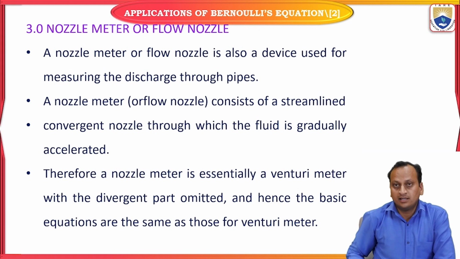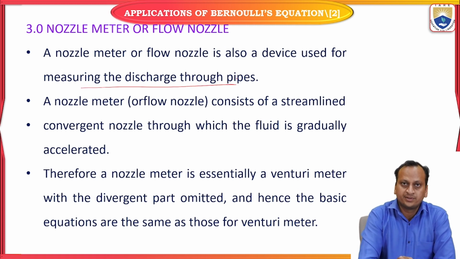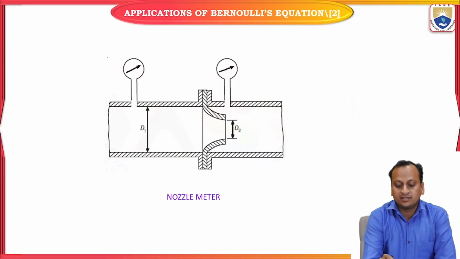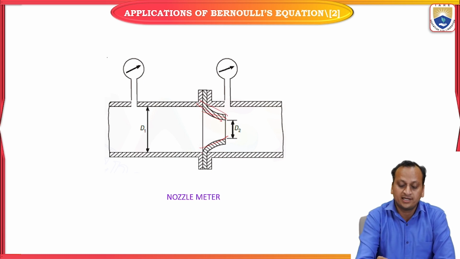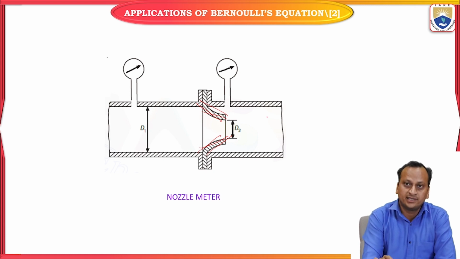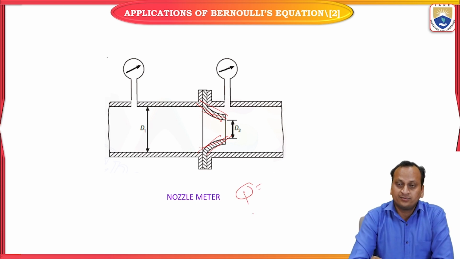Similarly, the nozzle meter or flow nozzle. The flow nozzle or nozzle meter is also one of the devices used for measuring the discharge through the pipe. The difference between the nozzle meter and venturi meter is, here the convergent will be there, like an orifice, so there will be a small slit, but here, like a venturi, a small gradual converging section is there. There will be an emitting divergent cone and throat. So this is nothing but a nozzle flow meter. Through this also there will be rate of flow measurement.